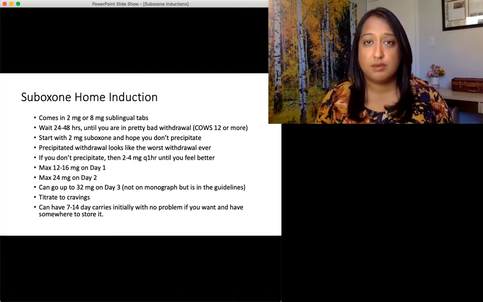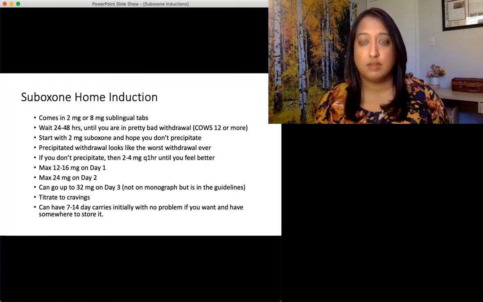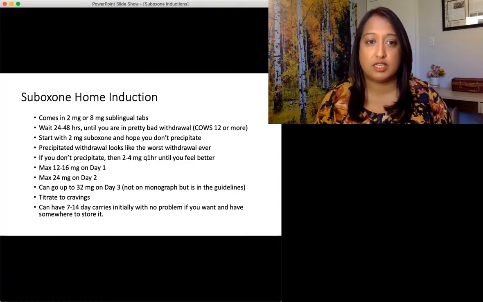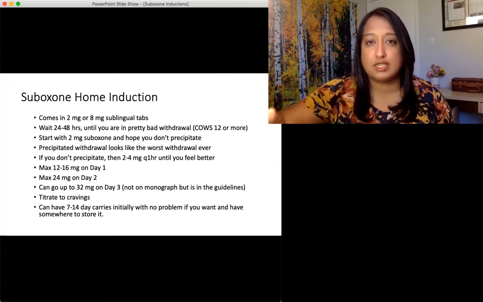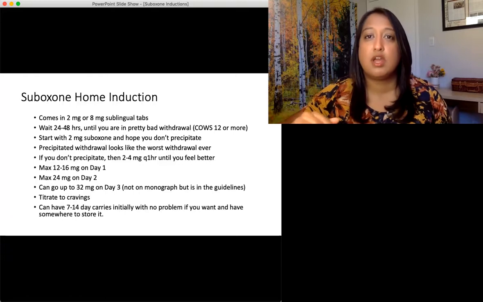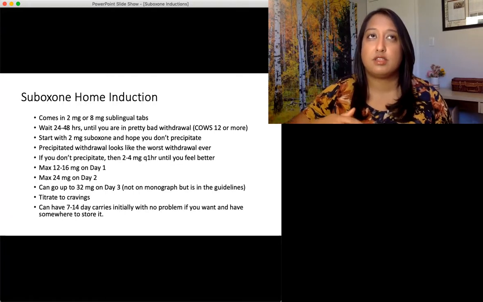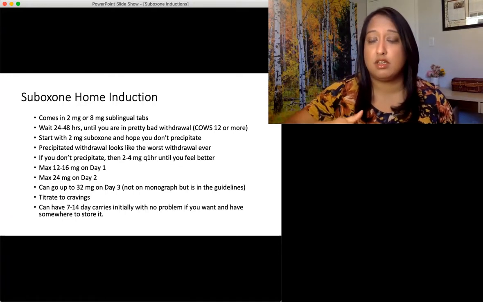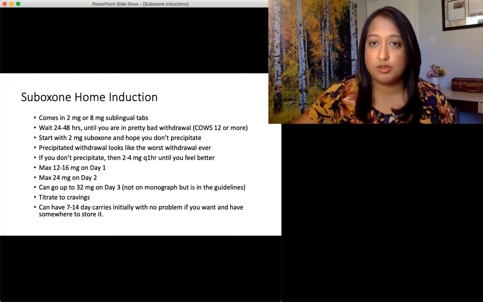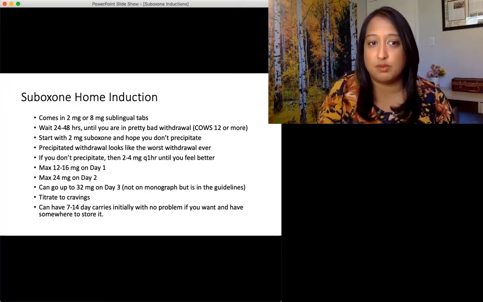Precipitated withdrawal, as we've talked about, does look like the worst withdrawal imaginable. It's very, very bad, very, very quickly. It can sometimes be confused with just a progression of worsening opioid withdrawal. So it's important to be aware that it may just be the natural progression of opioid withdrawal worsening, and that this isn't precipitated withdrawal.